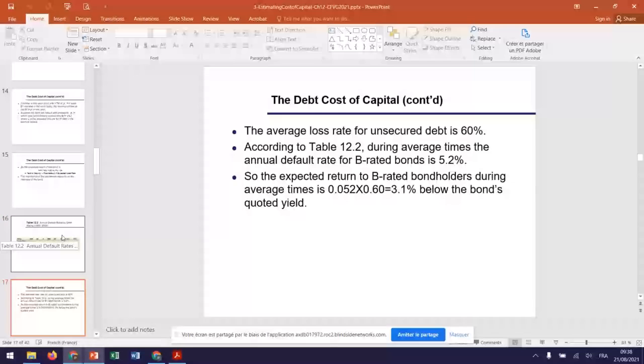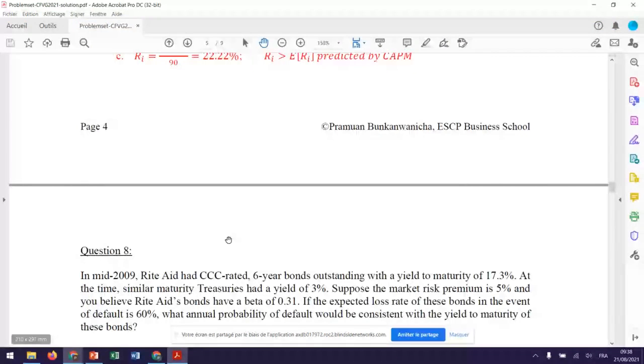It seems like we have a question number 8. Why don't we just make this exercise together?